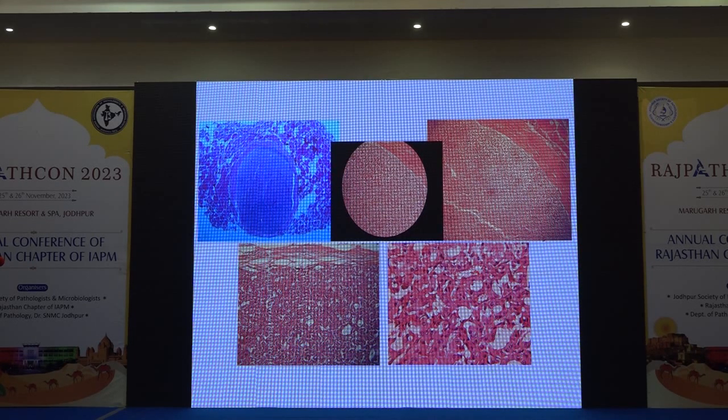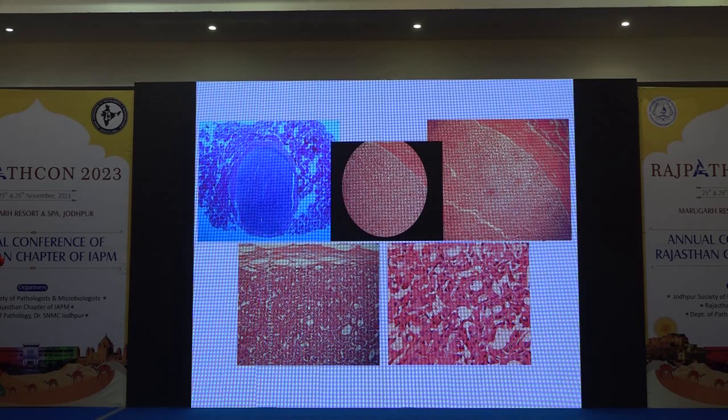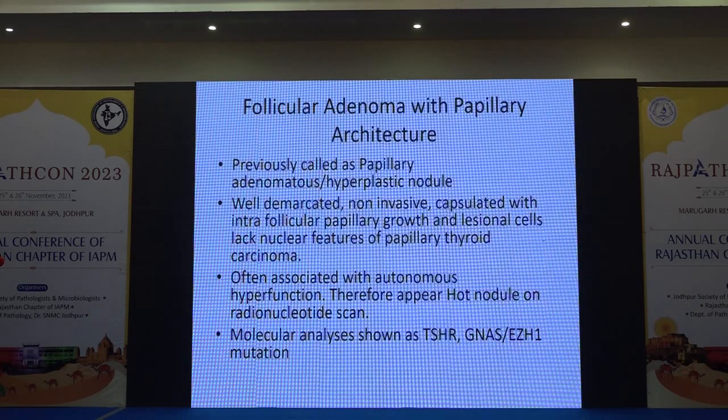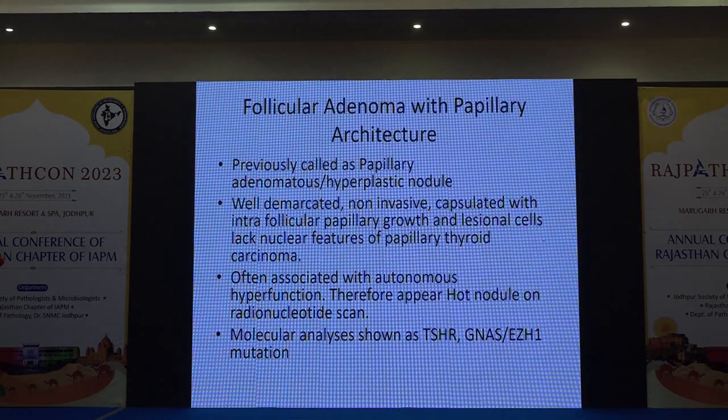The microscopy again shows a nicely encapsulated microfollicular pattern, and the lower figure shows the follicular cells with oncocytic change. But if more than 75% of the cells are showing this oncocytic change, label it as an oncocytic adenoma. Otherwise, all the characteristic histomorphological features are similar. This follicular adenoma with a papillary architecture was previously called a papillary adenomatous or hyperplastic nodule.